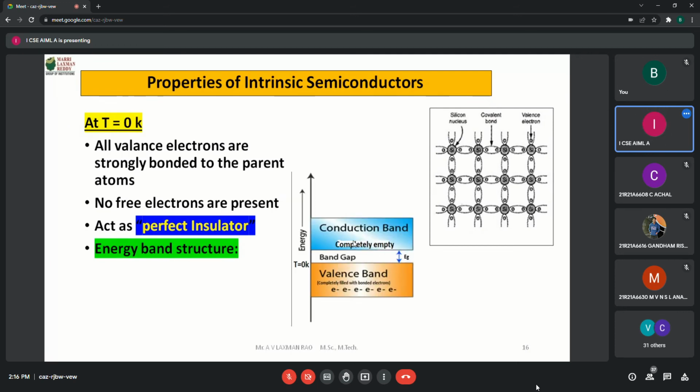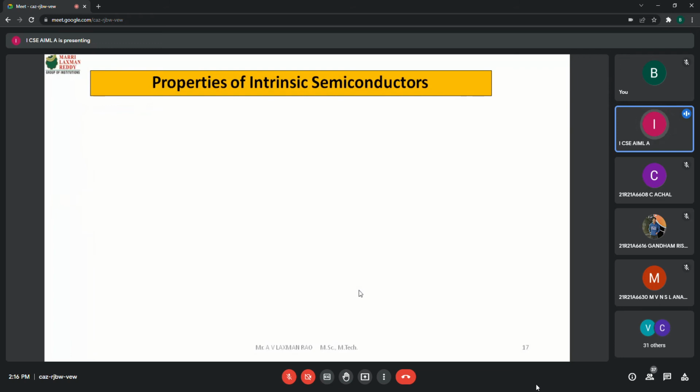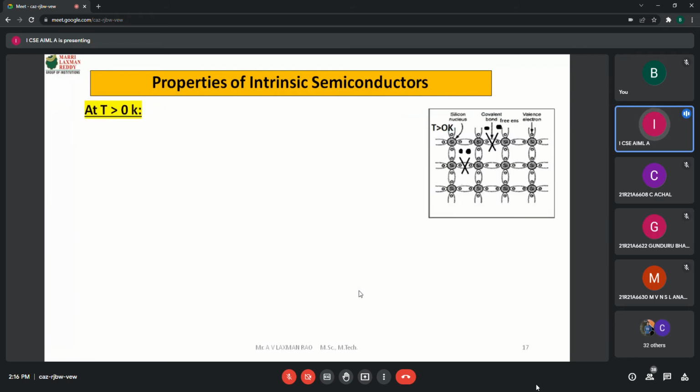That's why the conduction band, in which in general we can expect free electrons, is empty. No free electrons are there. The valency band, in which all the bonded electrons are present, is completely filled with the bonded electrons. No free electrons are available. That is the property of an intrinsic semiconductor at 0 degree Kelvin.